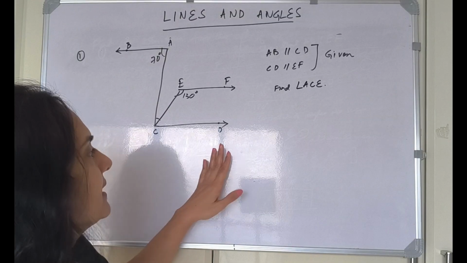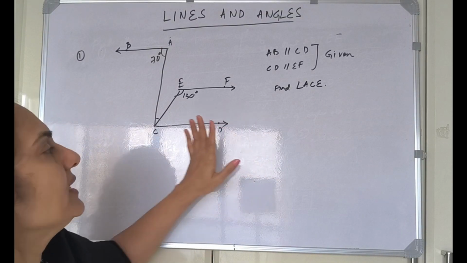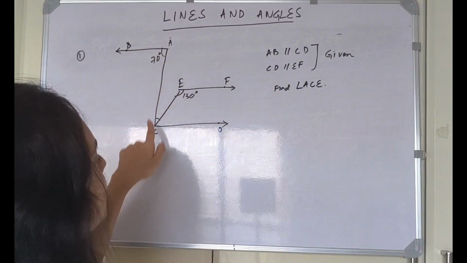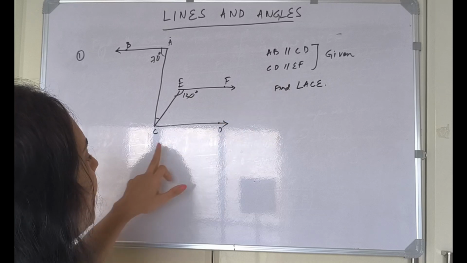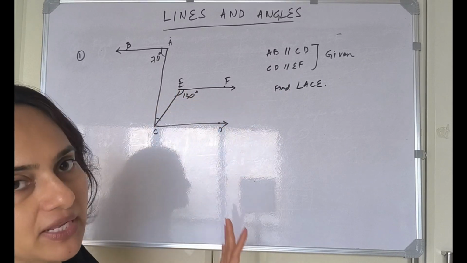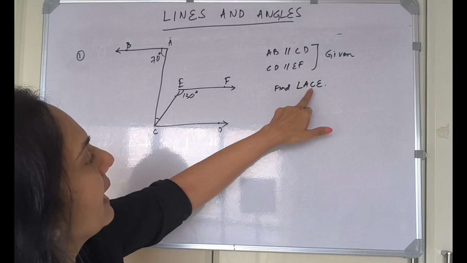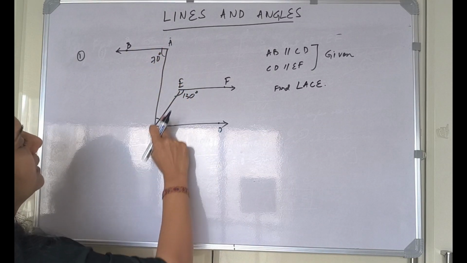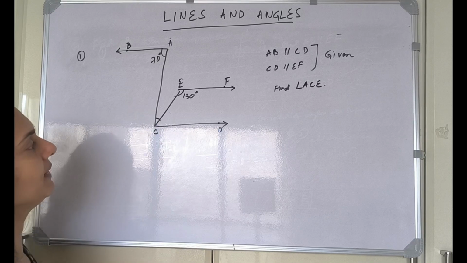So let's take this example. Look at the figure. Here AB is parallel to CD. They have given AB is parallel to CD and CD is parallel to EF in the question. We have to find out angle ACE. So you see angle ACE is this angle. We have to find out this angle.